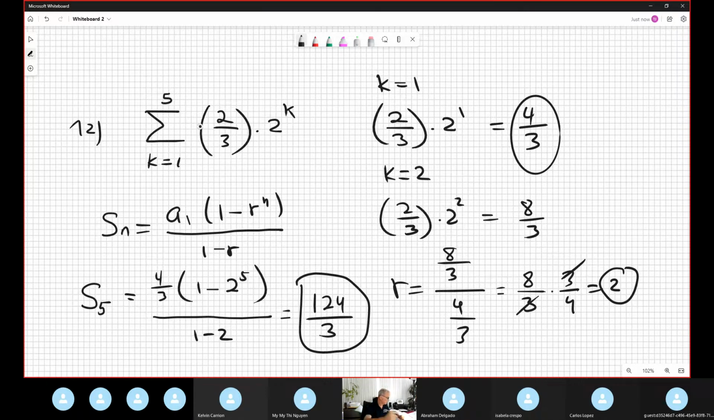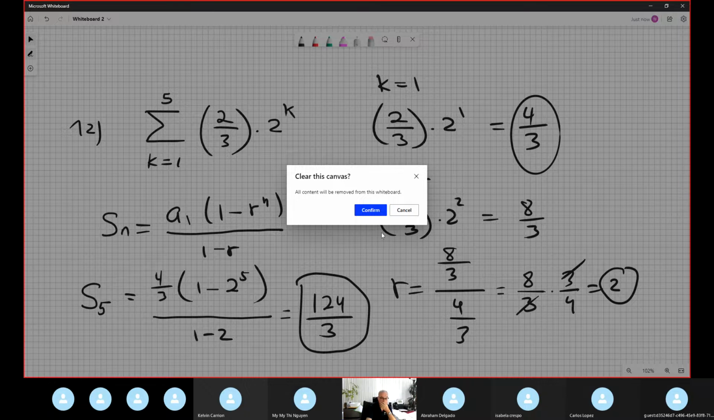Is this clear or not? Yes, it's clear. One more similar, a repetition of the same.